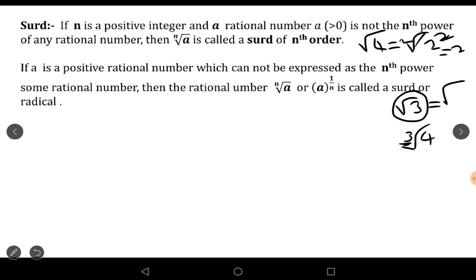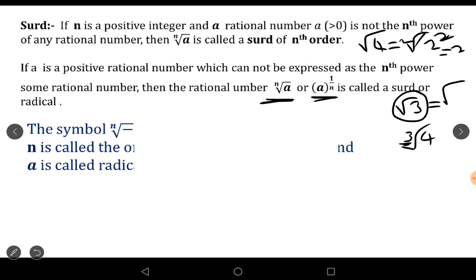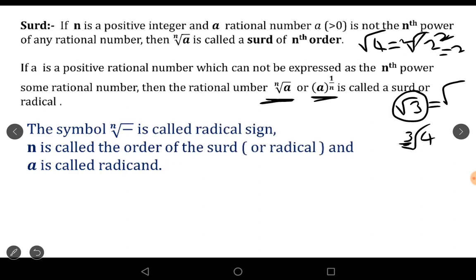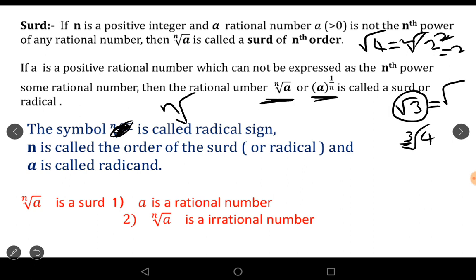Here the nth root is the surd form, and A to the power 1 by n is the exponential form. The nth root of A equals A to the power 1 by n. Surd or radical: here A is called the radicand, n is called the order of the surd, and the nth root symbol is the surd sign. A is a rational number.